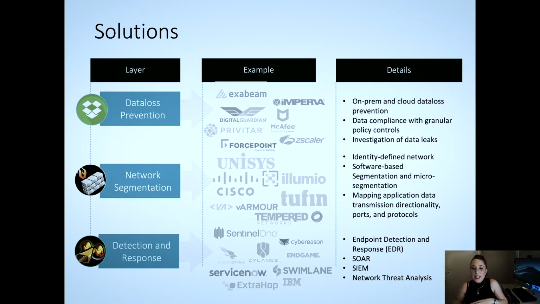In network segmentation, again, identity-defined network segmentation is the name now. It's really where things are headed. It's really interchangeable with software-based segmentation, microsegmentation, but again, it's based on the identity of the individual or device that needs access to what. Mapping application data transmission directionality, ports and protocols.